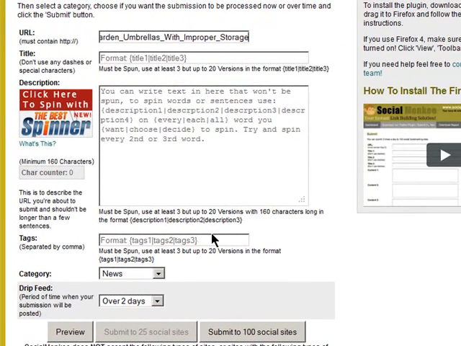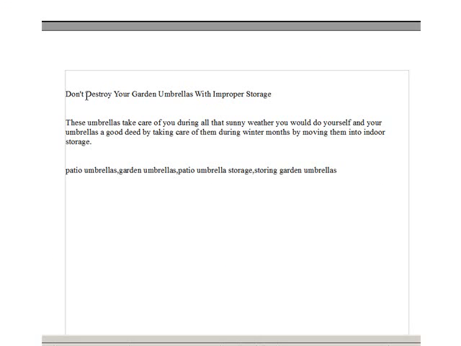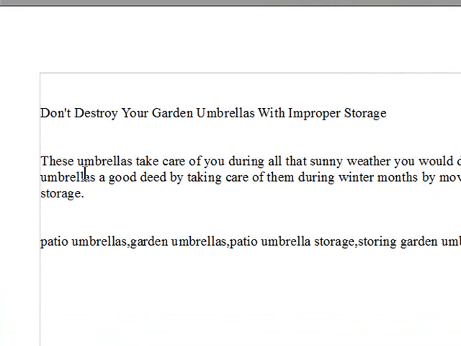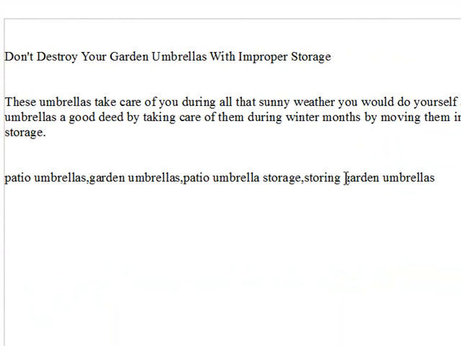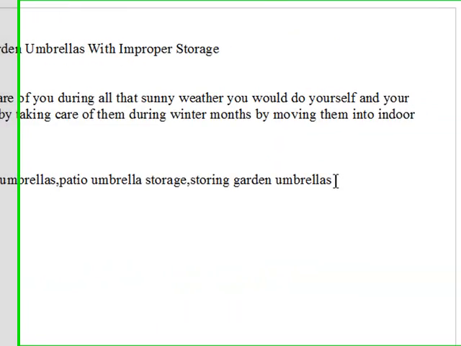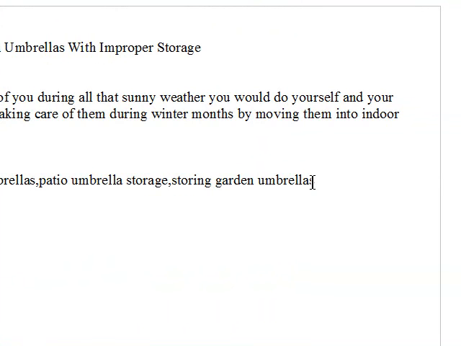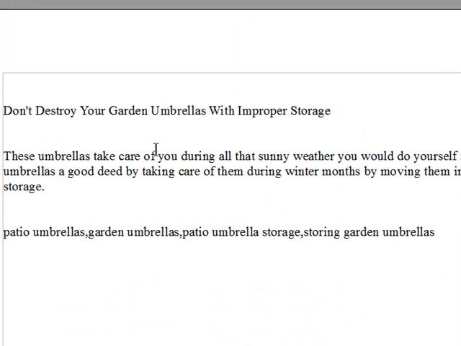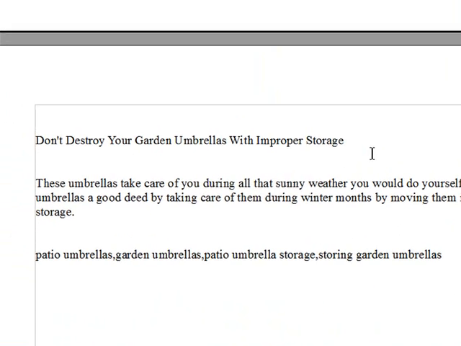Okay, so our next task then is to spin our title, spin our description, and spin our tags and get them ready to submit. We'll do that now. Now this is the title, a description, and a series of tags for an article that I'm getting ready to submit to Socialmonkee. So the next job is to begin with the title and begin to spin it.